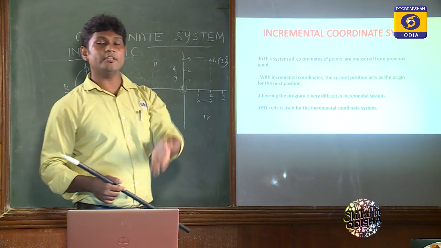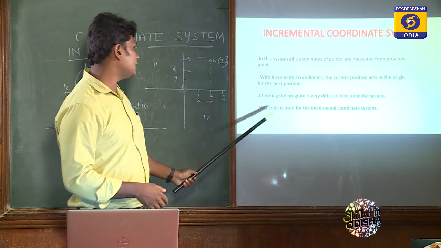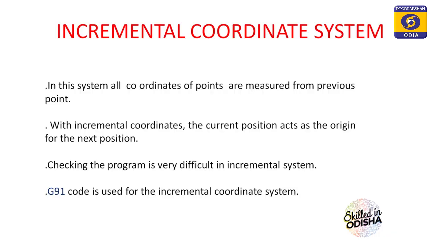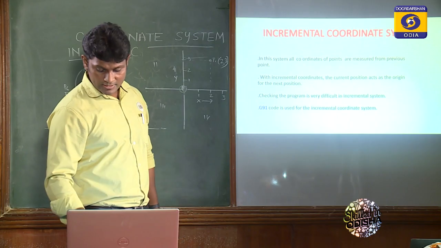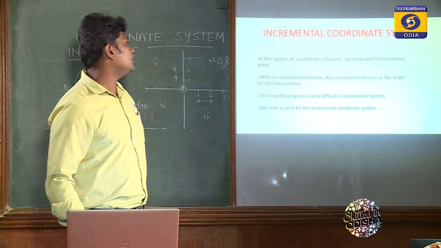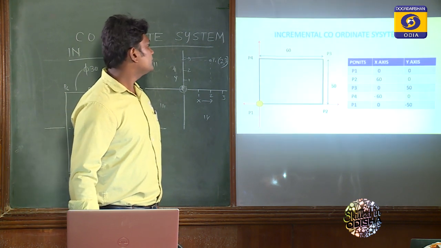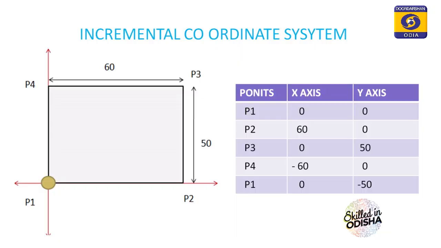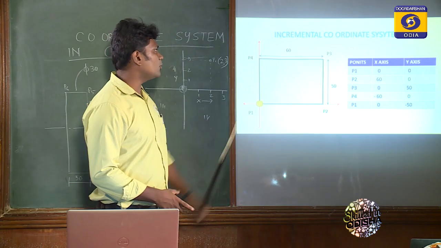So in order to activate the incremental coordinate system, one special code is used, that is the G91 code. We'll see how the location will be calculated in the incremental coordinate system by an example. The same rectangular job will be placed here. Now I have to calculate the coordinates of this rectangular job with respect to the incremental coordinate system.